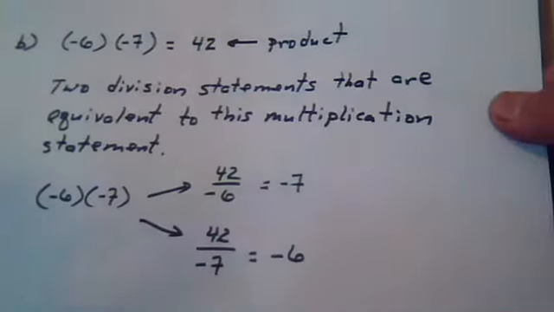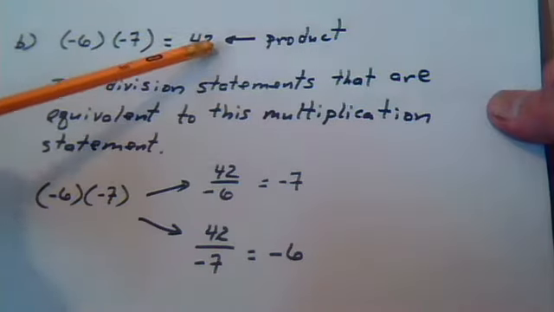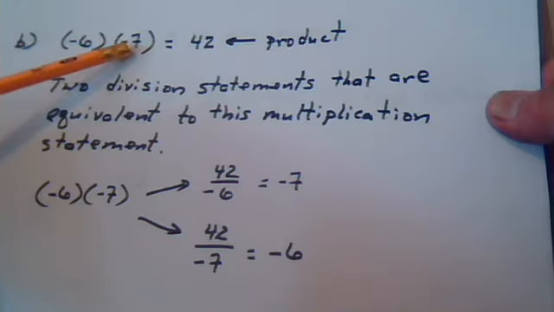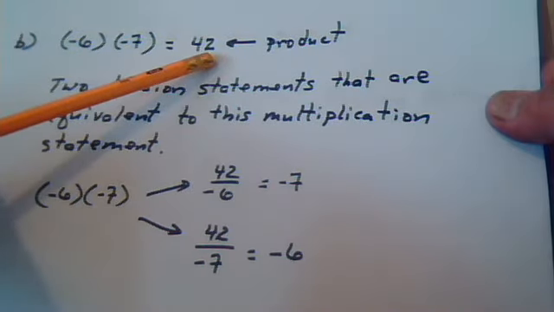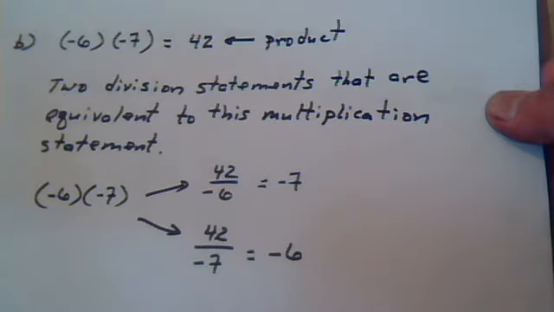B, we do exactly the same. So here is our multiplication, our evaluating. We're evaluating the multiplication. -6 times -7 equals +42. So from here, you try to get your two equivalent division statements.